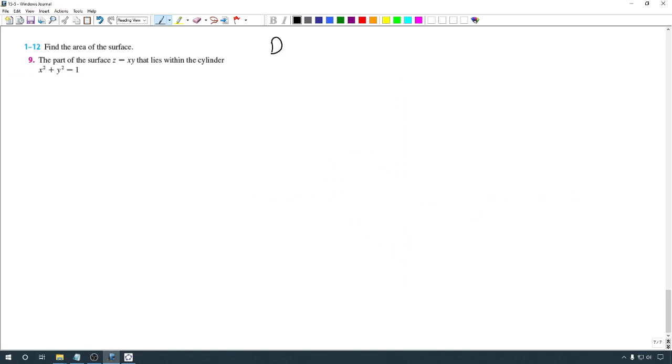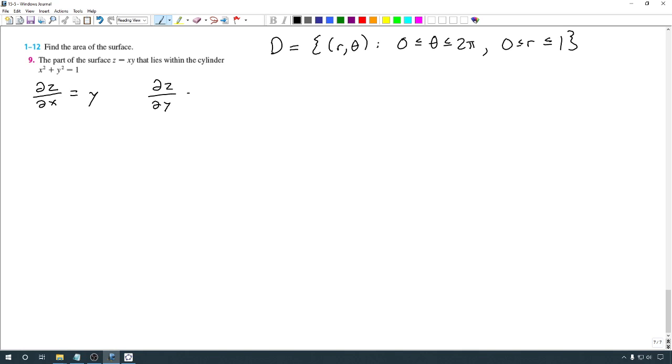So we can say D here is a set of points (r, theta), where of course theta goes all the way around the circle, and r goes from 0 at the origin to 1 at that boundary. We're going to need to look at the derivatives of z with respect to x and y. The derivative of z with respect to x is y. The derivative of z with respect to y is x.